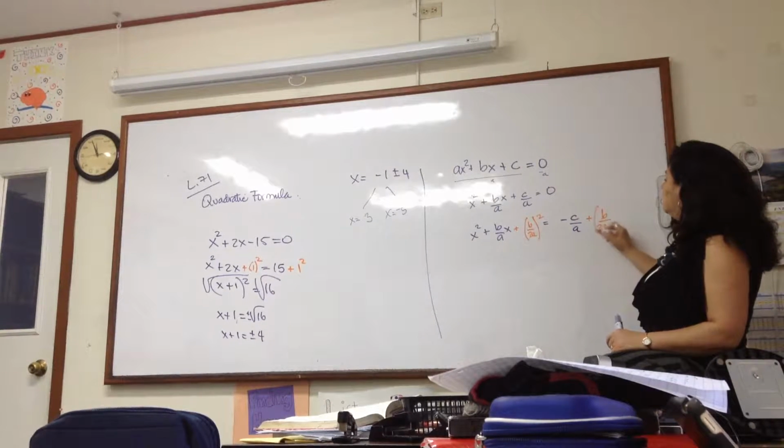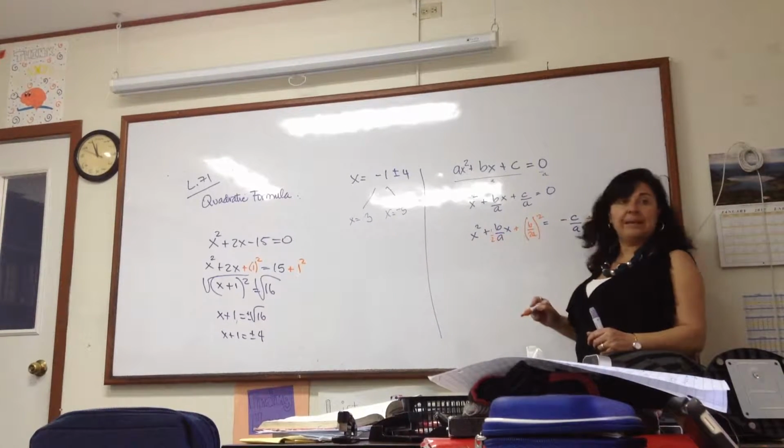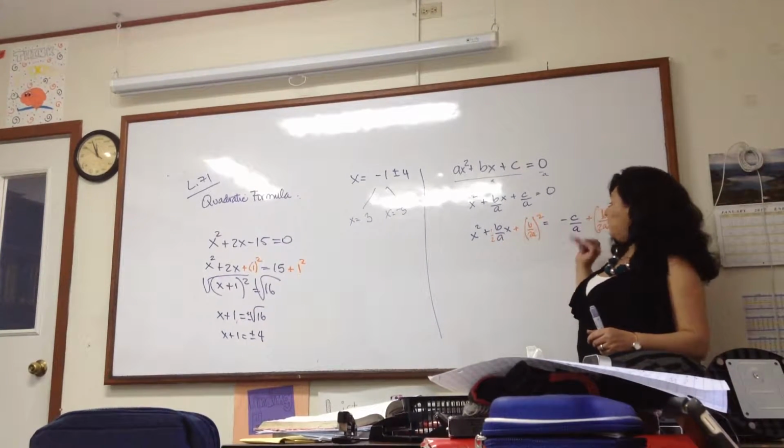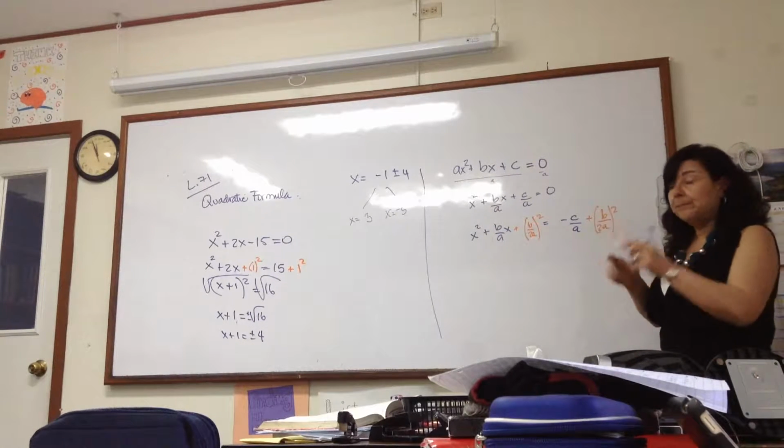Why 2a? Because if you're dividing by two, it's the same as multiplying by 1/2, which is the same as dividing by 2. So that gives me 2a, but I'm not going to put it here. Makes more sense now? Good? So far so good?